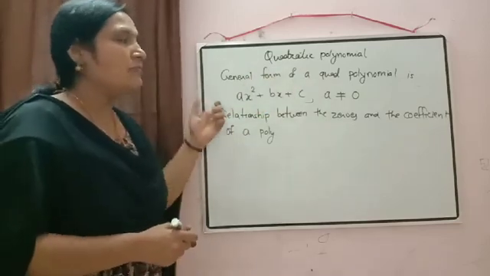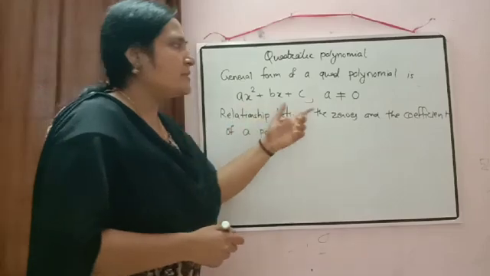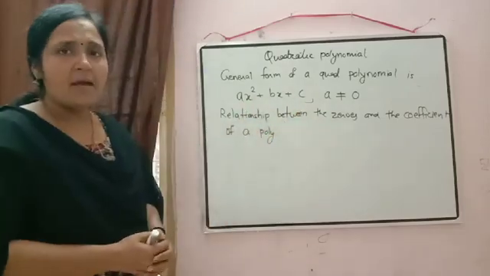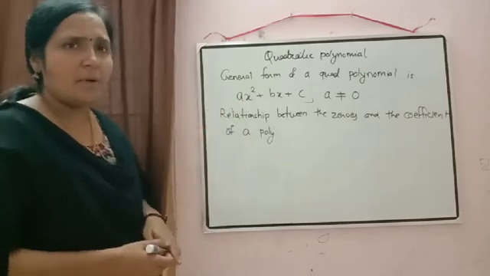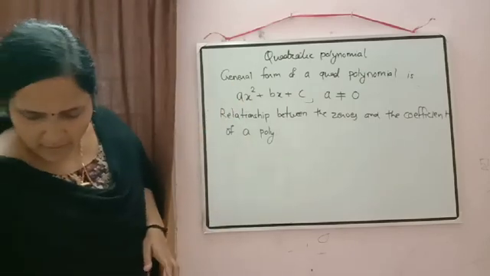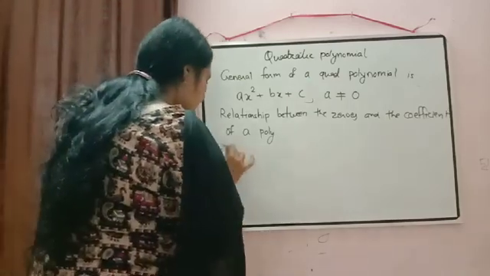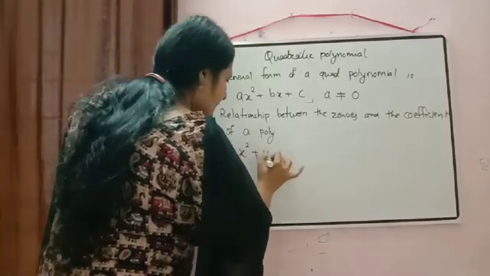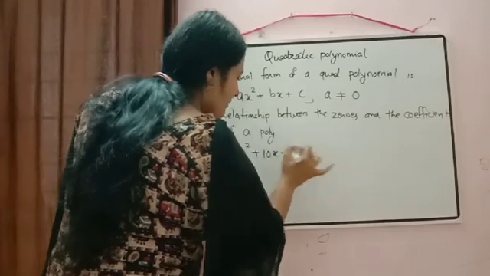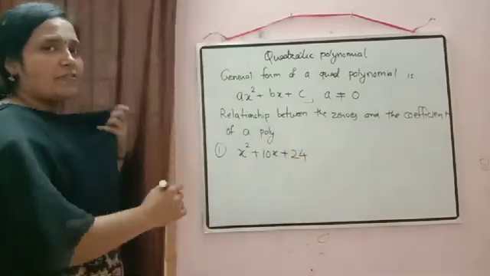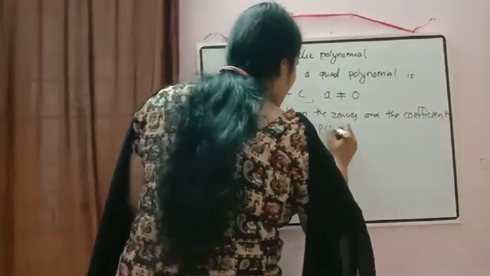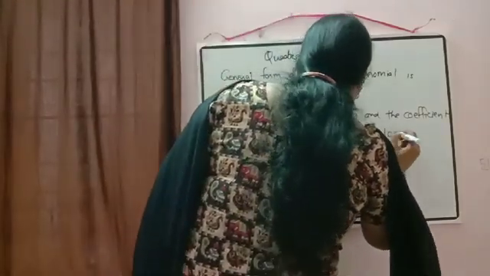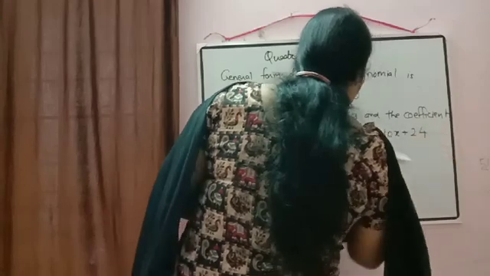Now we will check how to find the relationship between the zeros and the coefficient of the polynomial, and we'll discuss quadratic polynomials. Okay, so first write down the first question: x square plus 10x plus 24. We have to find the zeros of the polynomial. So suppose you take this polynomial as p of x. Just write down p of x is equal to x square plus 10x plus 24.